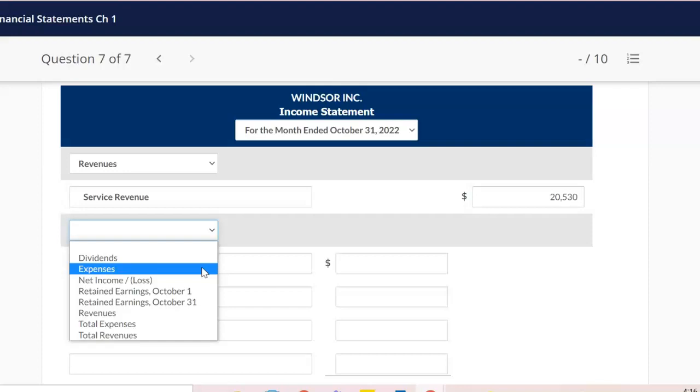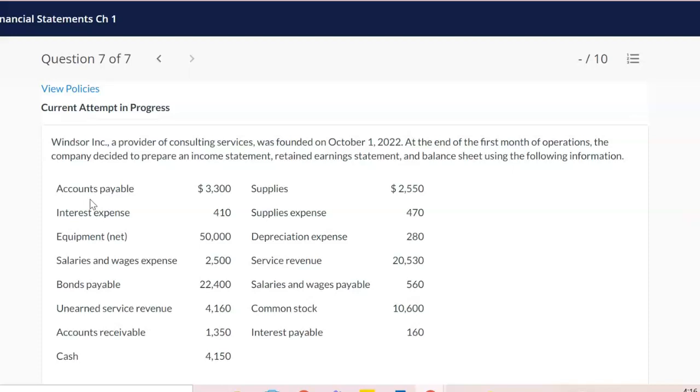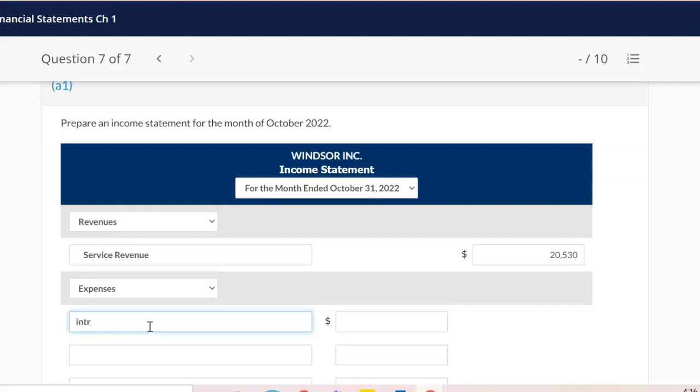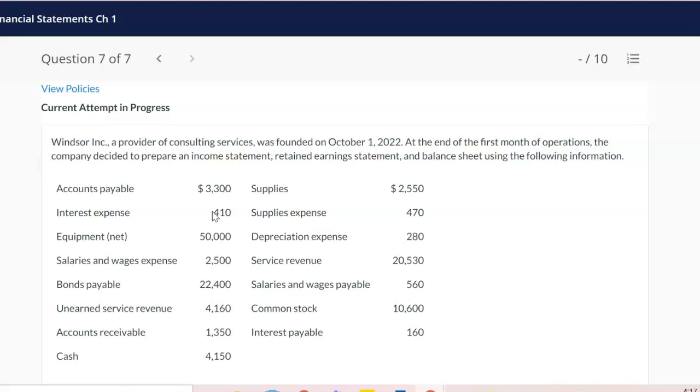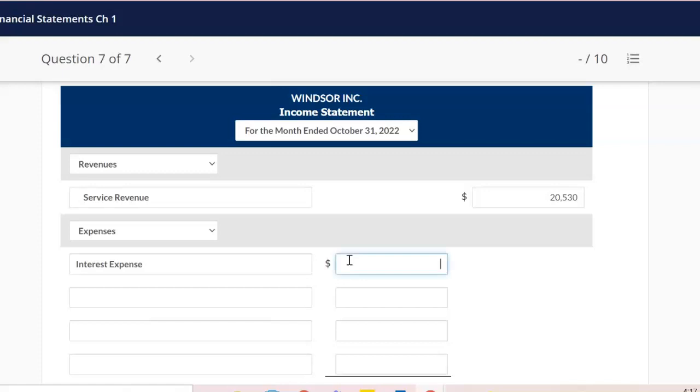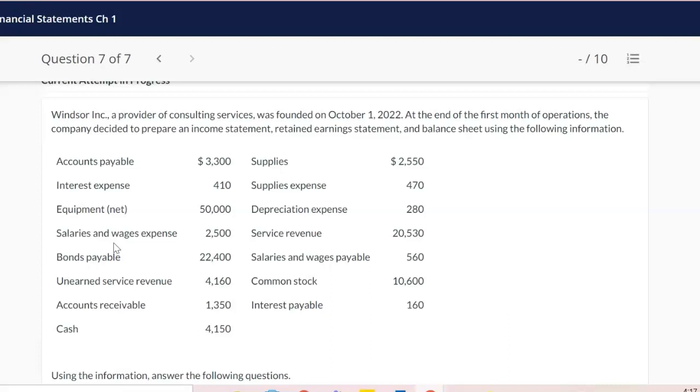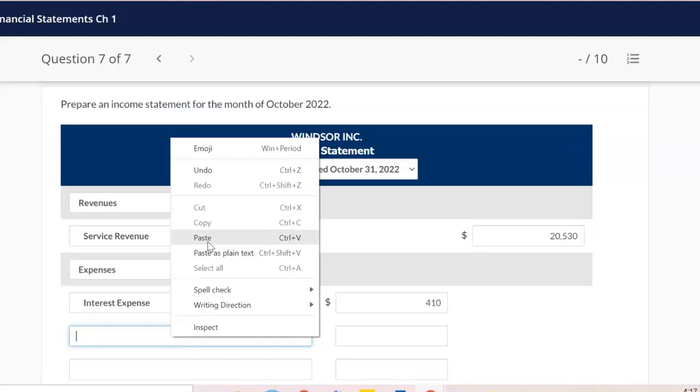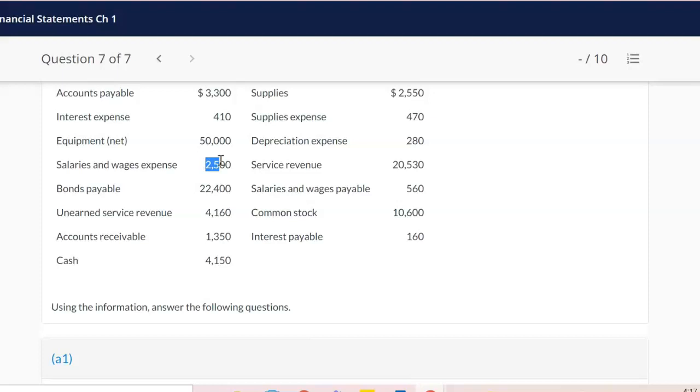Then go to the next section, it's expenses. Okay, good. What's the first expense? Go back to the accounts and get the first expense. Okay, interest expense. Okay, how much? Okay, 410. Go to the outside, put 410. There you go, 410. You okay? You're on track now? Everybody? Get the next expense. Put the account heading in. You already finished it? Well, we're doing question 7. Okay, but you have to do the others anyways.